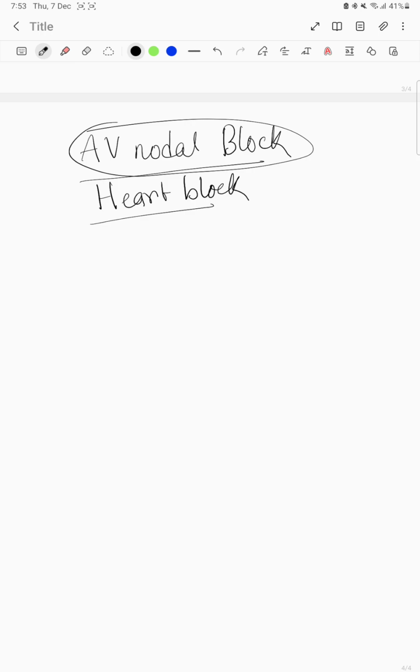It is divided into three types: first degree block, second degree block, and third degree block. Second degree block is also divided into two types: type 1 and type 2.